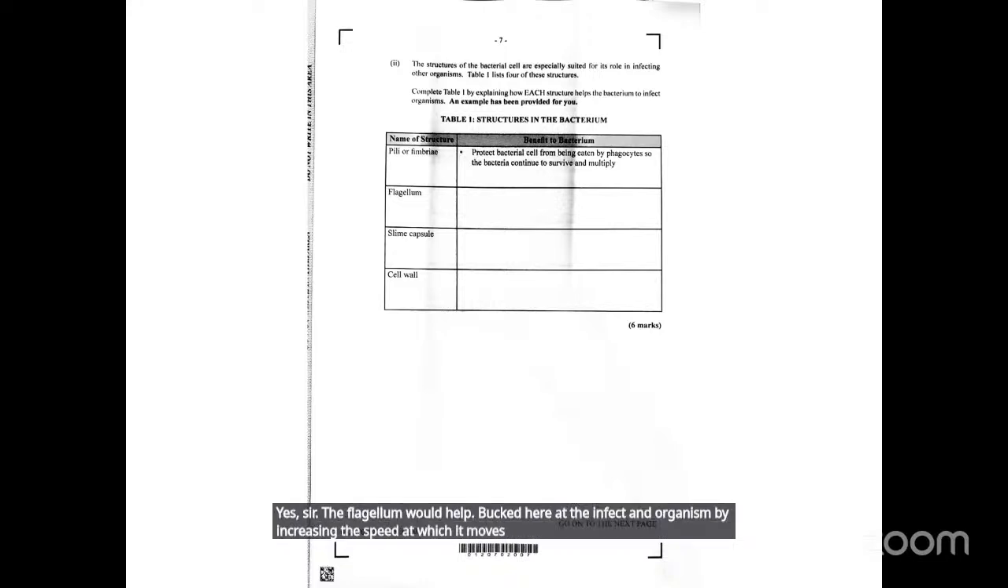Yes, sir. The flagellum would help bacteria to infect an organism by increasing the speed at which it moves, because the flagellum helps the bacterial cell to move. I don't know how to explain it properly, but it helps it to move more efficiently. Okay, all right. Just before you continue, let's hold that thought.